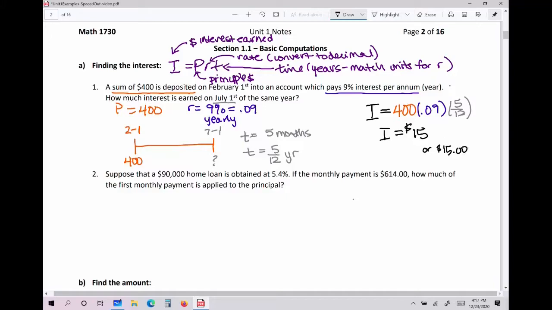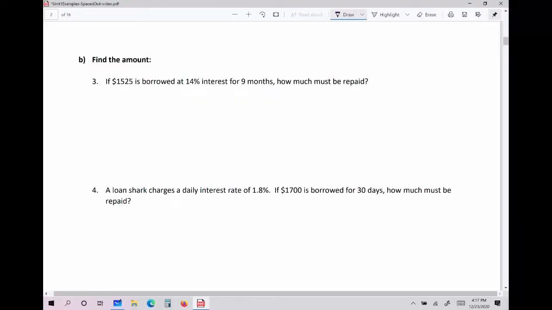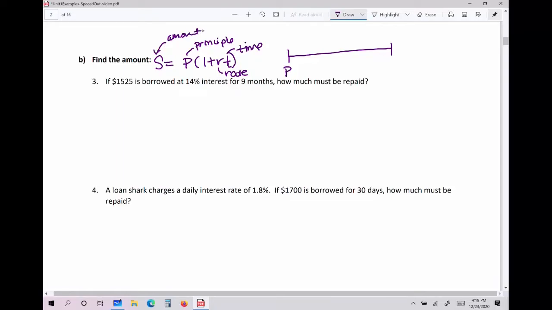Let's look at another example. Here we're going to find the amount. That means we're using S equals P times 1 plus RT. P again is the principal, and that goes at the beginning of the timeline. R is the rate. Again, we're going to need to convert that to a decimal. T is again time. And S is the amount that we're looking for, so it's the future value.